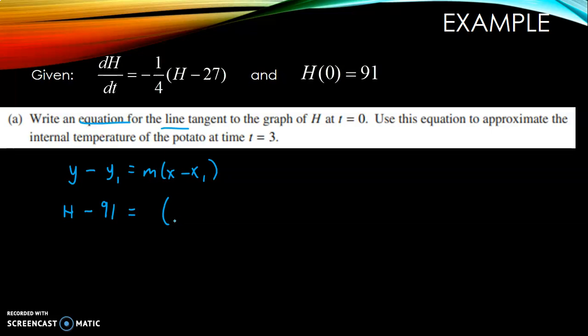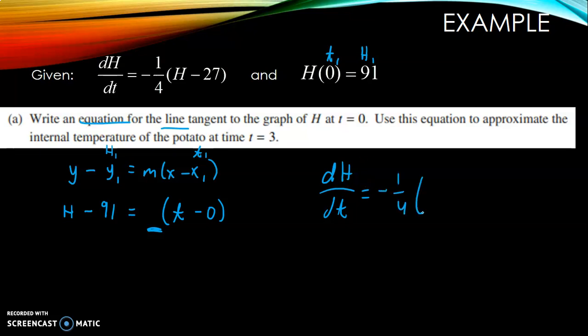Instead of x, we're going to use t, and our x1, this is my t1, this is my h1, sorry, not y1, h1. If we think about it in terms of t1 and h1. So t minus 0. So we just need to find the slope. They already gave us the point in the original problem. We just need to find the slope. And the slope comes from the differential equation.